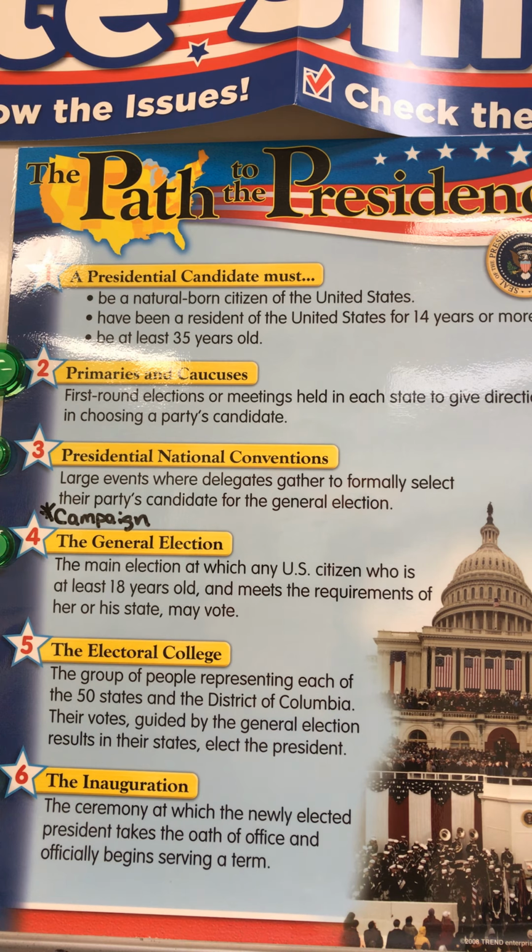And then the last thing that happens is in January after Election Day. Whoever wins the election will be inaugurated. The inauguration is the ceremony at which the newly elected president takes the oath of office and officially begins serving a term. That happens on January 20th. The new president will be sworn into office. There are lots of parties and parades, and then the hard work begins for the new president of the United States.